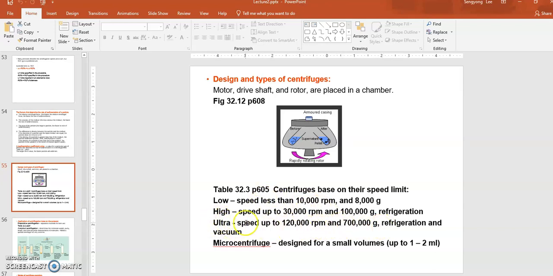Ultra speed centrifugation normally involves creating a vacuum. You spin in a vacuum because air creates a lot of resistance, so it has a vacuum pump attached to it. And the most commonly used centrifuge you are familiar with is the microcentrifuge that you use in the lab. It only spins about 1 to 2 milliliters of sample.